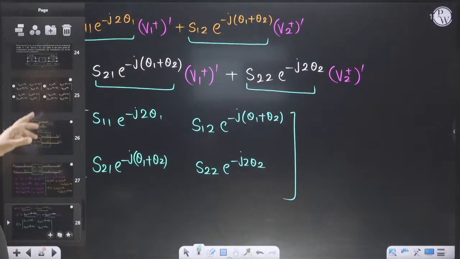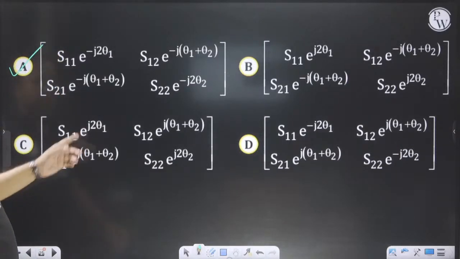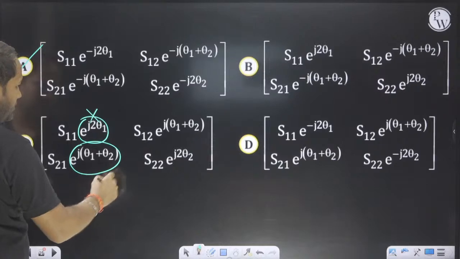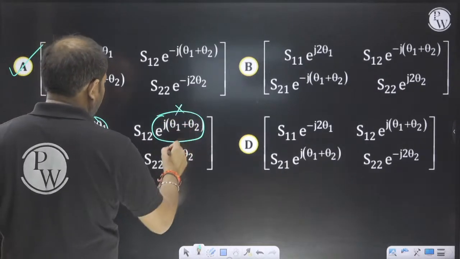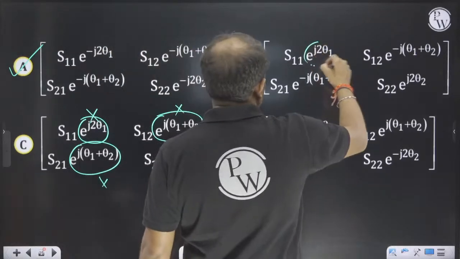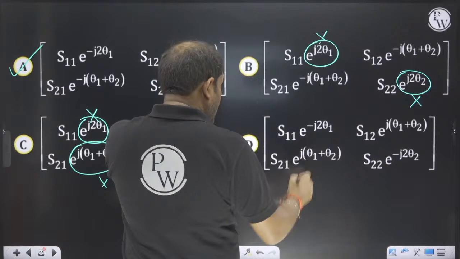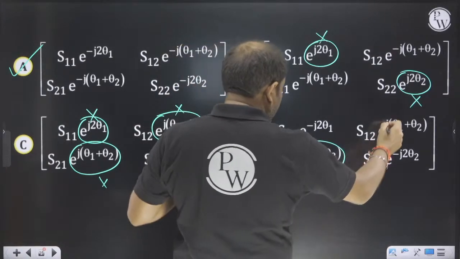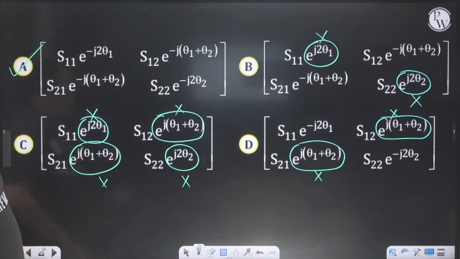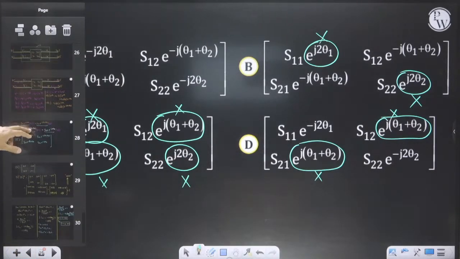So the answer will be A. Why are the others not correct? Because this one is plus, so it is wrong. This one is plus, so it is wrong. This one is also plus, so it is wrong. So our answer will be option A only. It is a GATE 2023 question.